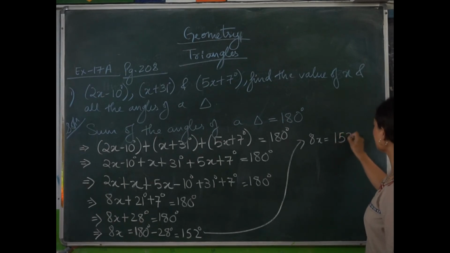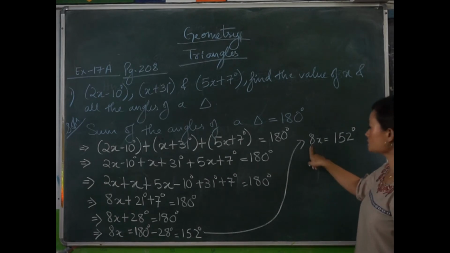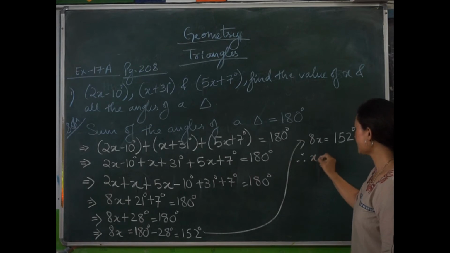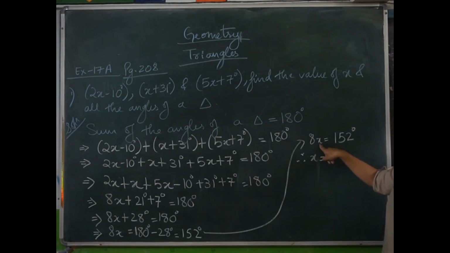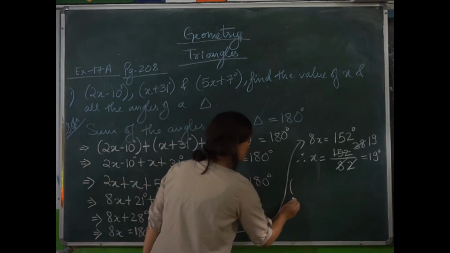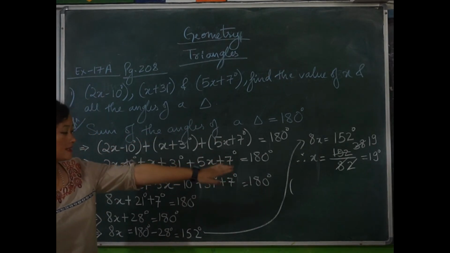8x is equal to 152 degree. Now we need to remove 8 in order to find the value of x. 8 here is in the multiplication form with x. When we take it to the other side of equal to, it becomes just the opposite, which means it goes in the denominator. So we do the cancellation. Let's start with 4. 4 2s are 8. 4 3s are 12. 4 8s are 32. So how much did we get the value of x as? 19 degree. We get the value of x as 19 degree.